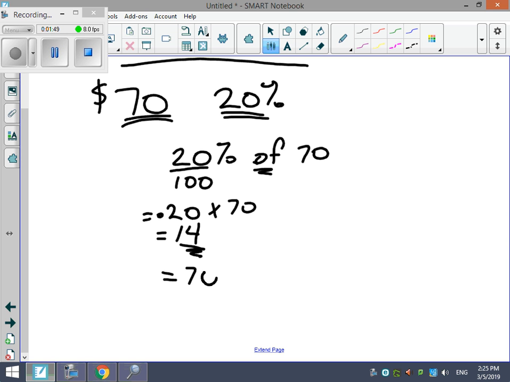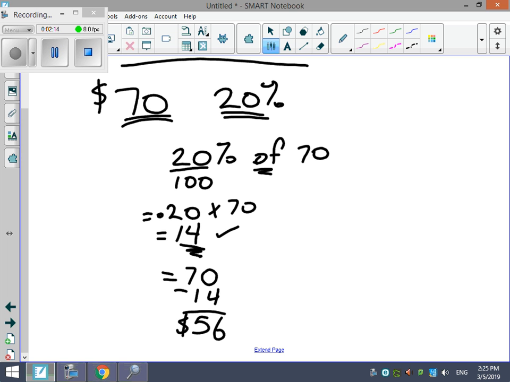So we know we're not done. If you were asked for the sale price of the item, you could stop if it just asked what is 20% of 70. If we're talking about a question where you're going to be asked how much is the new price, which a lot of our questions are, you would have to subtract 70 minus 14, and that would be equal to 56. So the new sale price of that is $56.